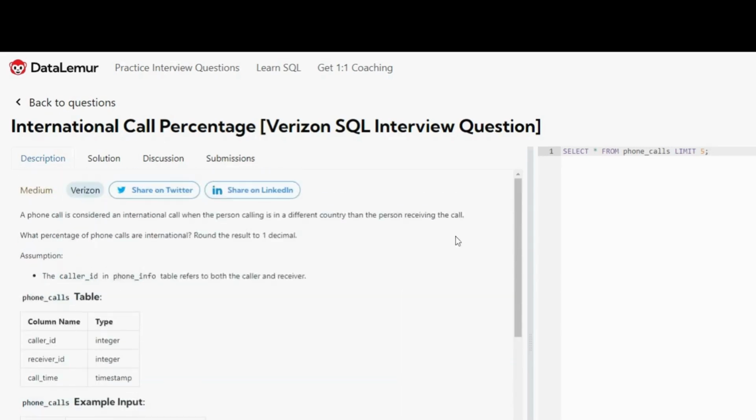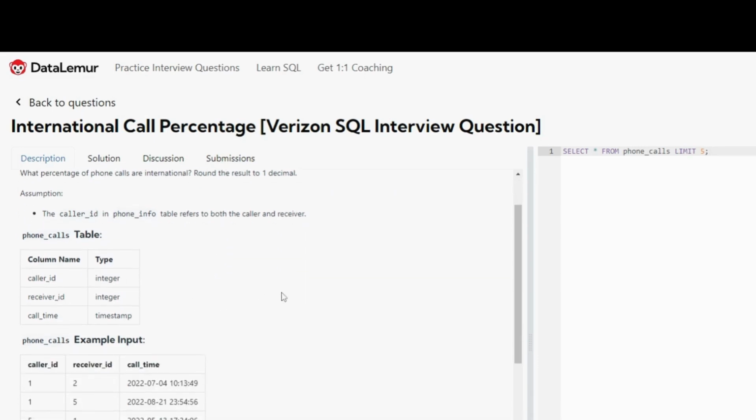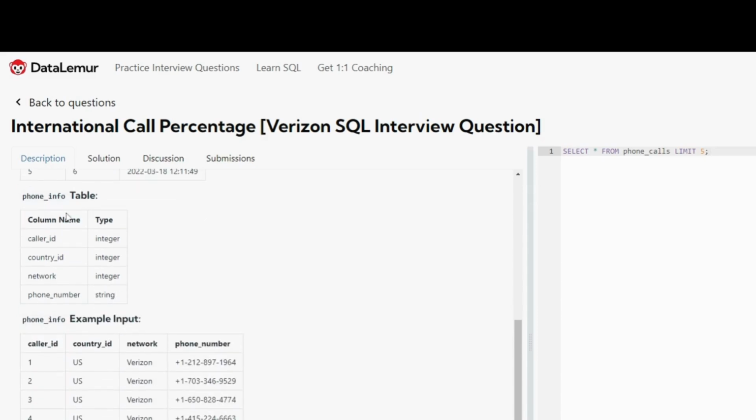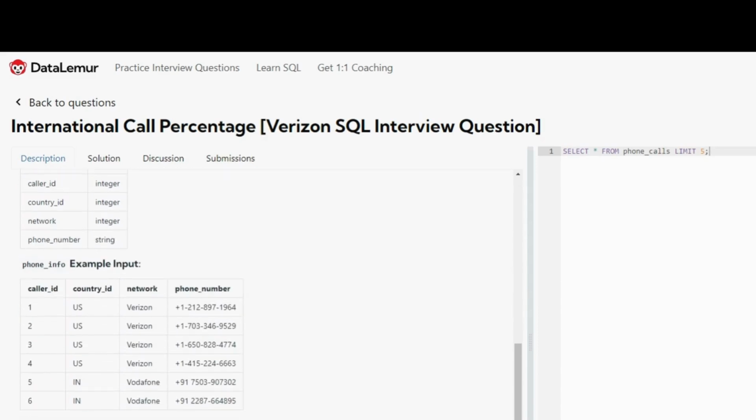A phone call is considered an international call when the person calling is in a different country than the person receiving the call. What percentage of phone calls are international? Round the result to one decimal. Assumption: the caller ID in phone info refers to both the caller and receiver. So then they have given a phone calls table with 3 columns in it, and then phone info table with 4 columns in it, and then the example output.